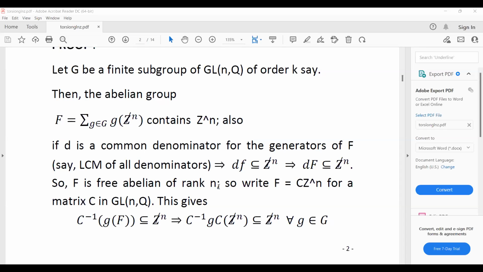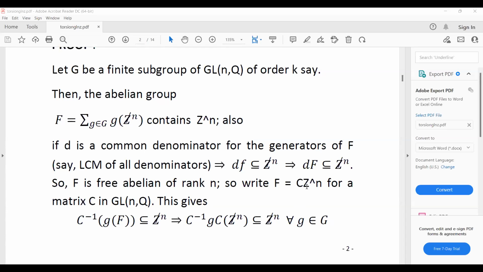That means that the isomorphism is given by some matrix, call it C. Of course, F might have denominators, right? So that matrix will be a rational matrix only. This is simply an isomorphism between this free abelian group Z^n and the free abelian group F. And that is given by an invertible matrix over rational numbers.